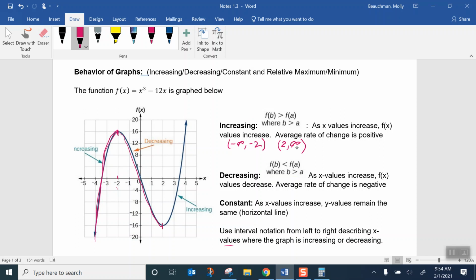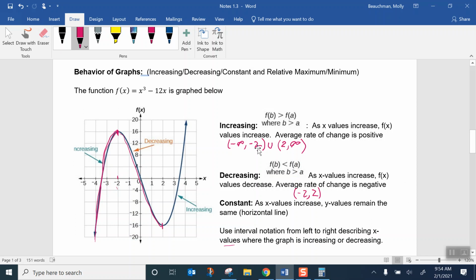And notice we're using values of x, negative infinity to negative 2, 2 to infinity, and then we put a union sign in between the two. The graph is decreasing from negative 2 on the x-axis to 2. So we use an open interval again, negative 2 to 2. So that's where our function is decreasing.